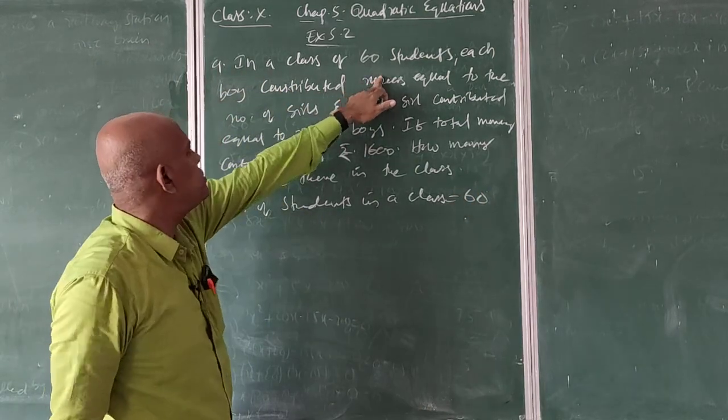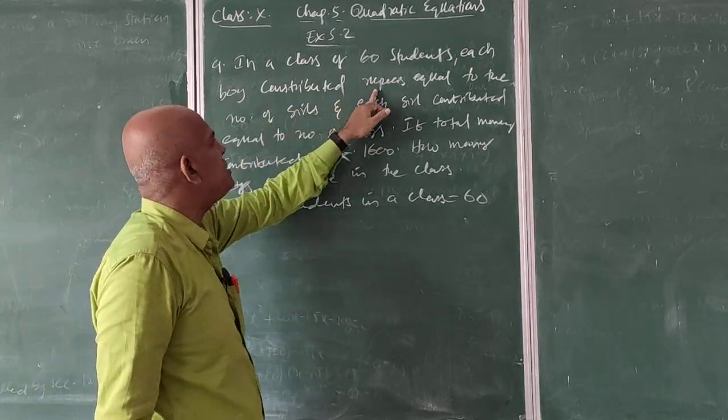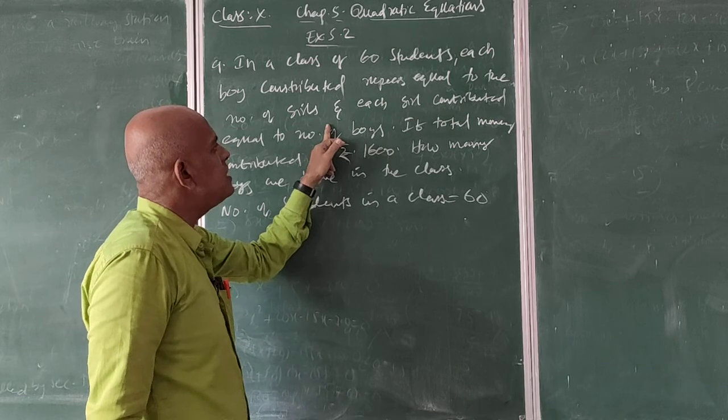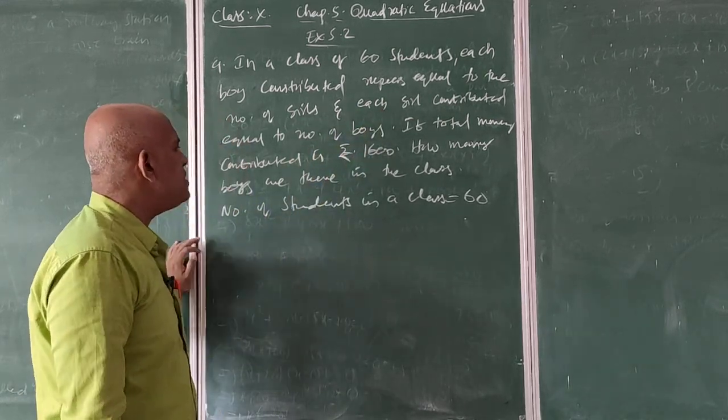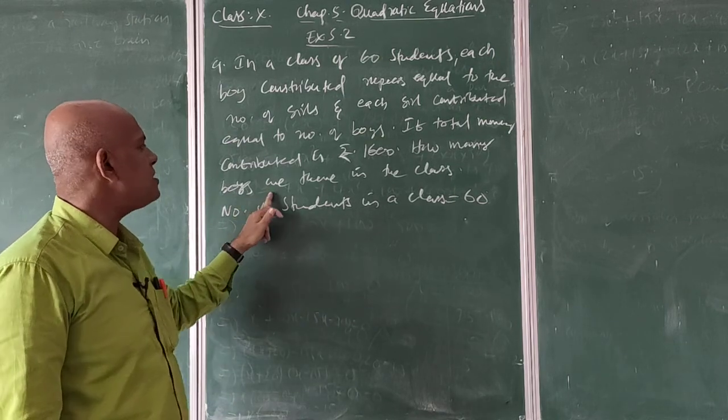In a class of 60 students, each boy contributed rupees equal to the number of girls, and each girl contributed rupees equal to the number of boys. So how many boys and how many girls do we have to find here? Actually, they asked how many boys are there.